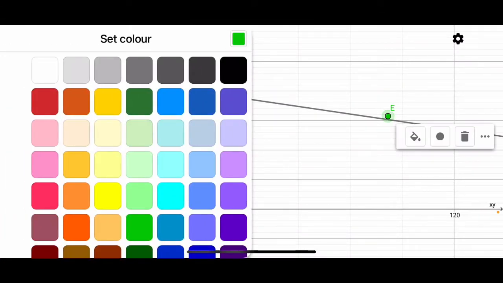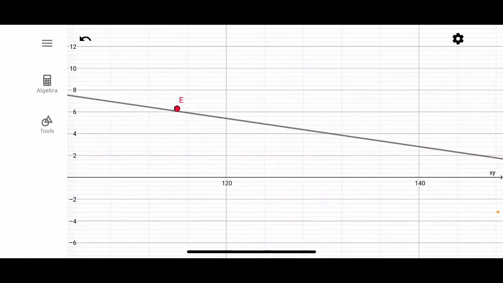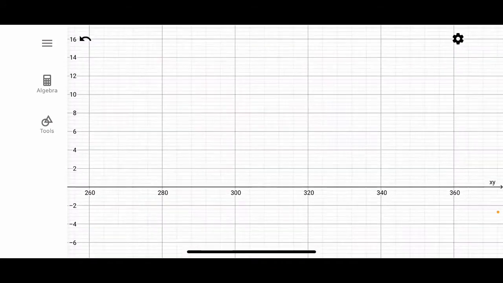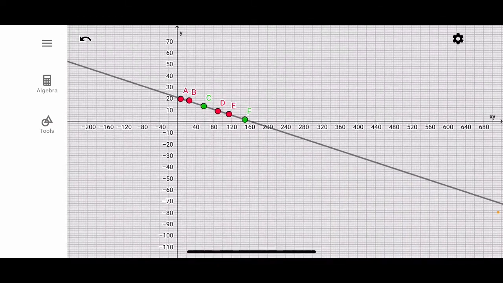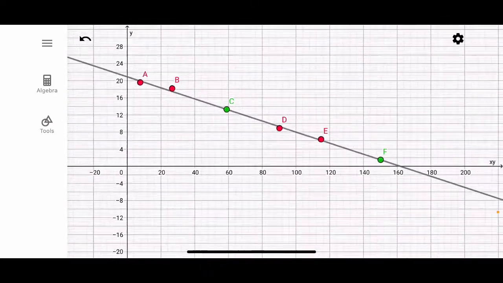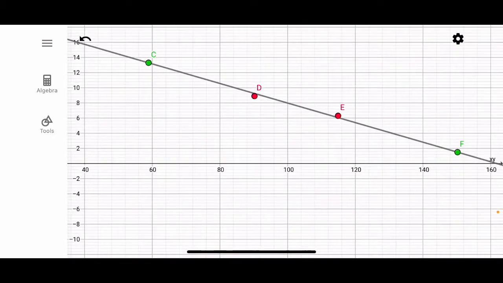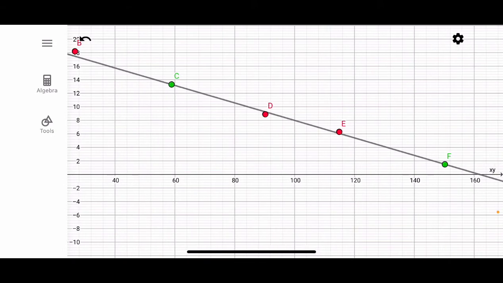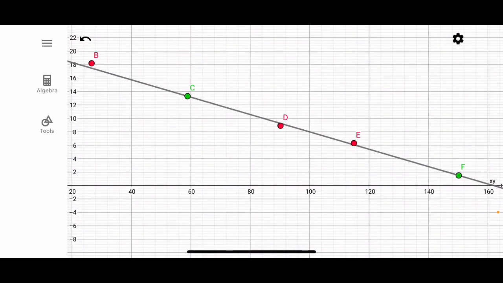And this point is also out. It's above the line, isn't it? And the last point is exactly on the line. As you can see, let me highlight it to you. See, again, this is very beautiful. The last point is exactly on the line. C and F are the two points that lie exactly on the line.